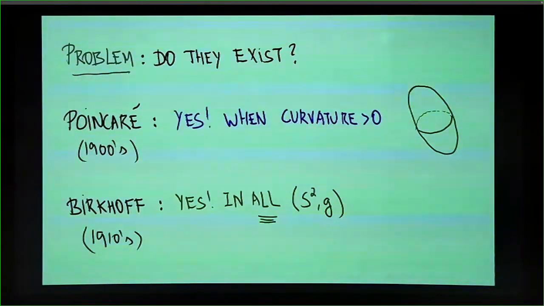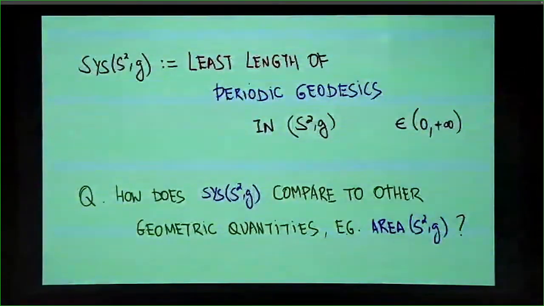And a few years later, Birkhoff gave the final answer to the question. So he showed that for every Riemannian metric on S2, you do find at least one periodic geodesic. Okay, so very striking existence theorem. Now, once we know that there is at least one periodic geodesic, it makes sense to ask what is the least possible length of such object.